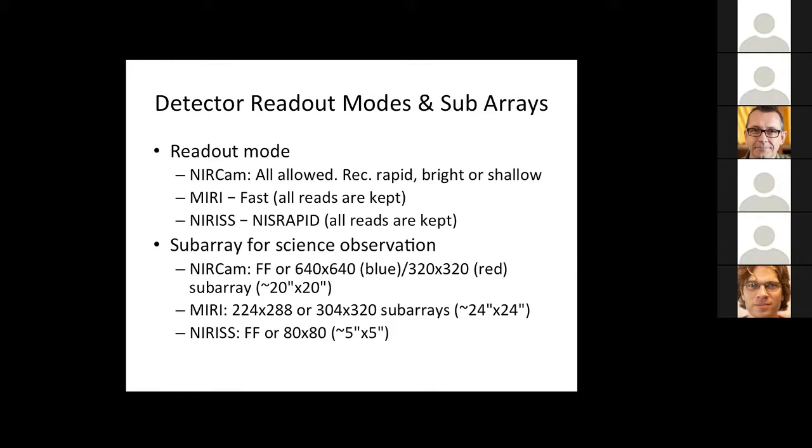For the subarray for science observations with NIRCam, you could use full frame if you want, or 640 by 640 for the blue channel, and 320 for the red channel, which both yield the same 20 by 20 arcsecond field of view. For MIRI, there are subarrays, and they are basically a 24 by 24 arcsecond field of view. And for NIRISS, you can also use full frame if you want, or the standard 80 by 80 subarray.